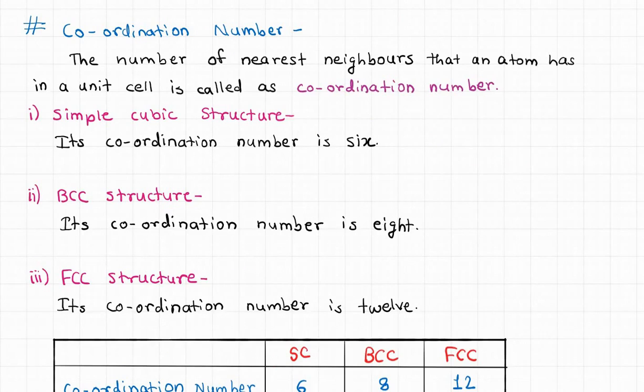Next is coordination number. The number of nearest neighbors that an atom has in a unit cell is known as coordination number. The greater the coordination number, the more closely packed the structure will be. So, first is simple cubic structure. Its coordination number is 6.